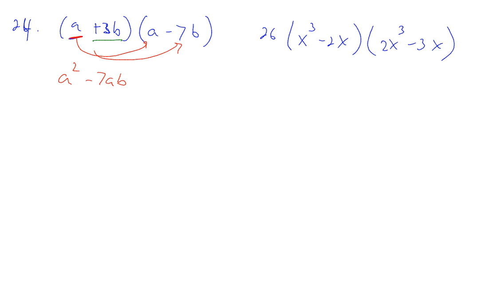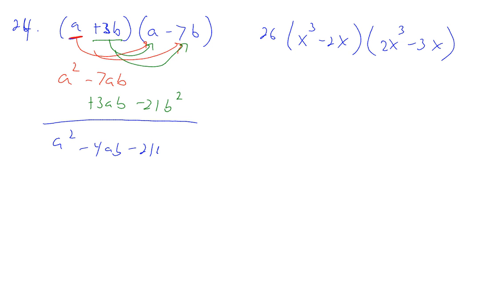When I distribute a positive 3b, I also have to distribute it to both terms in the back. A positive 3b times an a is a positive 3ab. Again, I like to line up my like terms. And then a positive 3b times a negative 7b. Positive 3 times negative 7 is negative 21, and b times b is b squared. Finish it off by adding up the like terms: a squared minus 4ab minus 21b squared.